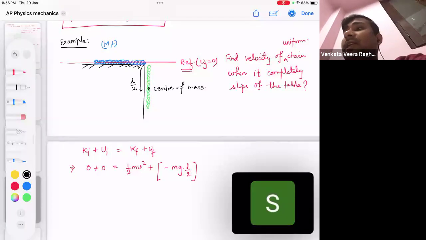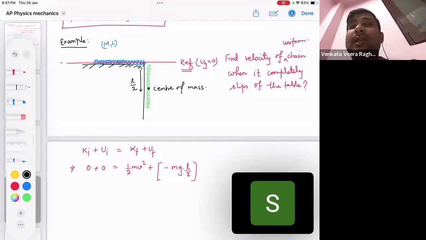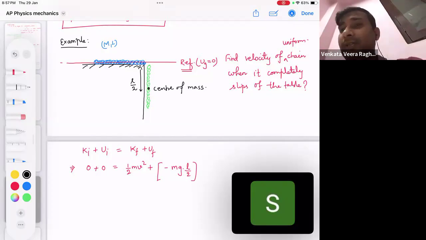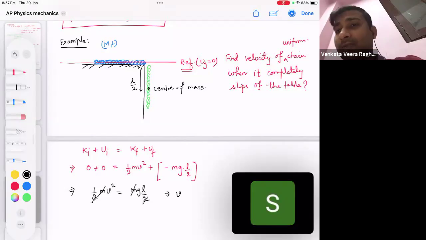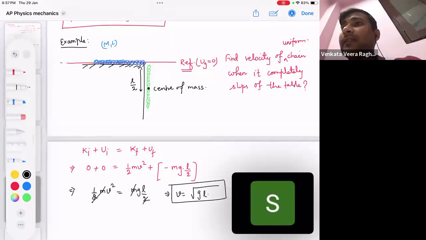Right now, just keep in mind, the next topic when we start is going to be our center of mass. After completion of that, we will learn to calculate the center of mass of different bodies. So that's why this is what we have written. Just we need to simplify it. What are we getting? Half mv square equal to mg L by 2. M and 2 get cancelled out. What is the velocity of the chain then? We have root GL as our answer.